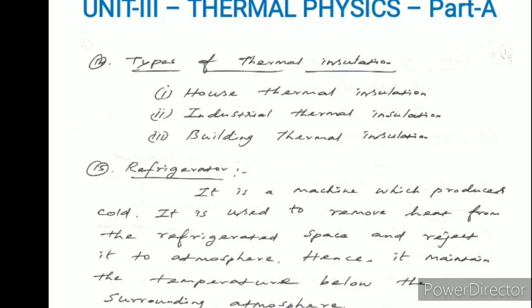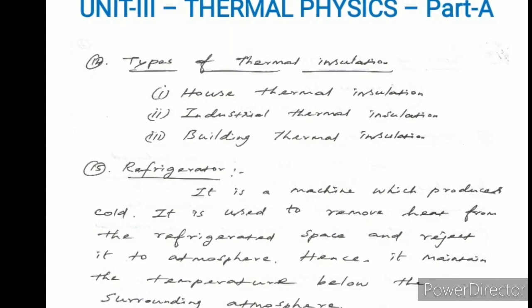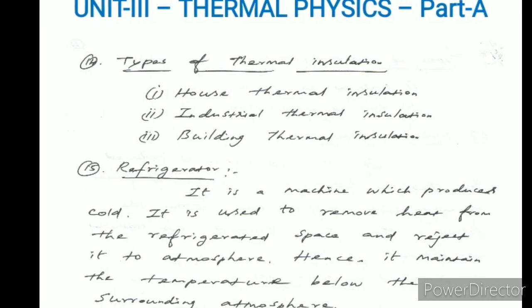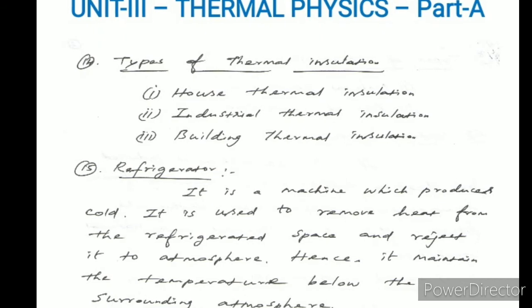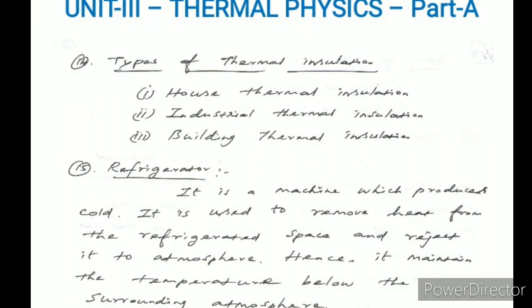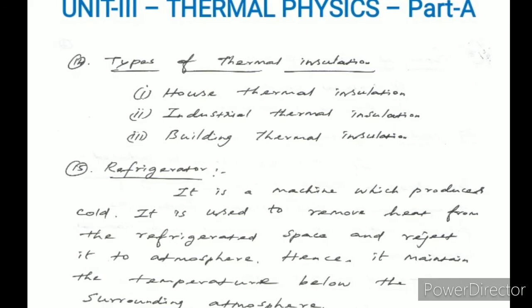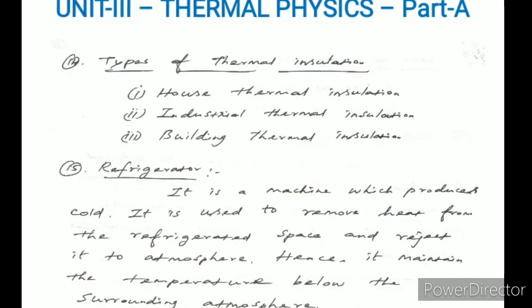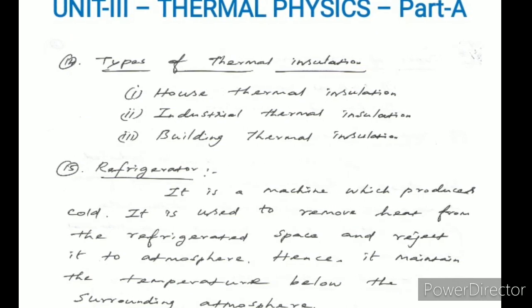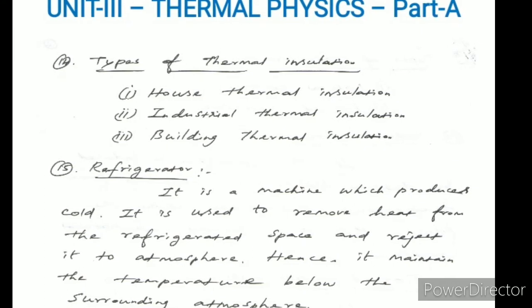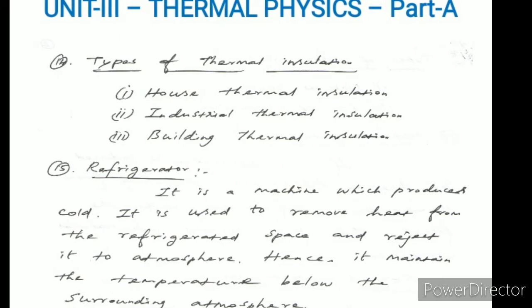14th question, types of thermal insulation. 3 types of thermal insulation: house thermal insulation, industrial thermal insulation, building thermal insulation. 15th question, refrigerator. It is a machine which produces cooling. It is used to remove heat from the refrigerated space and reject it to the atmosphere. Hence it maintains the temperature below the surrounding temperature, below the atmosphere. That is known as a refrigerator.